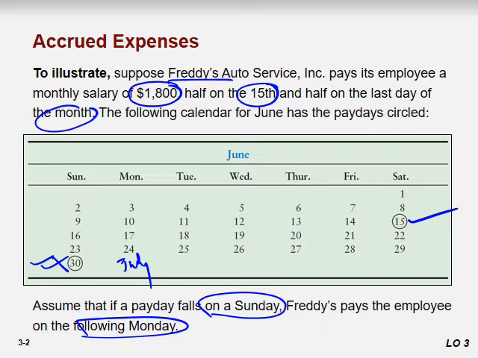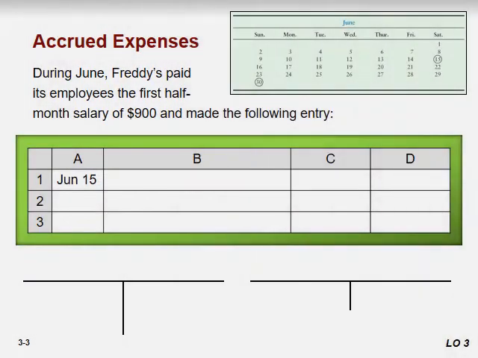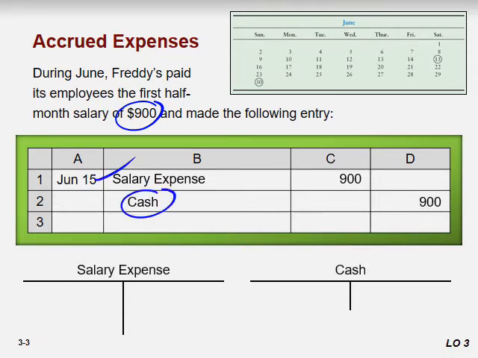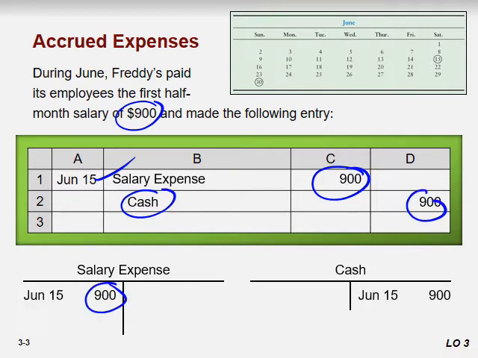But salary has been incurred but not paid. So for June, Friday's paid its employee the first half of $900 salary. The entry would be salaries expense to cash because you pay cash. And when you post it, the posting is going to be salaries expense debit. So here it is debit, cash credit, it is here credit.